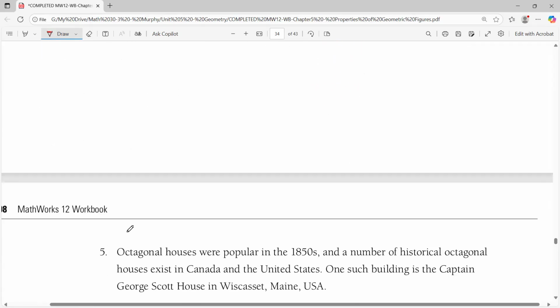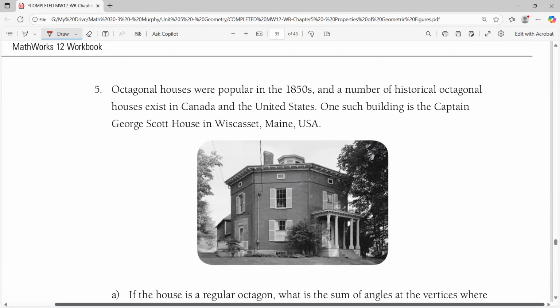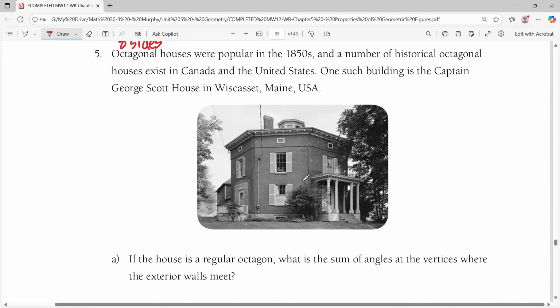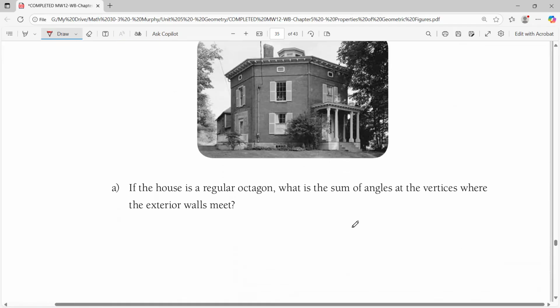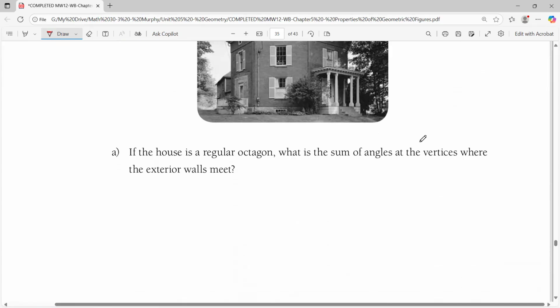Okay. Number 5, octagonal. So 8-sided houses were popular in the 1850s. Here's one. And a number of historical octagonal houses exist in Canada and the United States. And one such building is the Captain George Scott House in Wiscasset, Maine, USA. So here it is. If the house is a regular octagon, what is the sum of the angles at the vertices where the exterior walls meet?